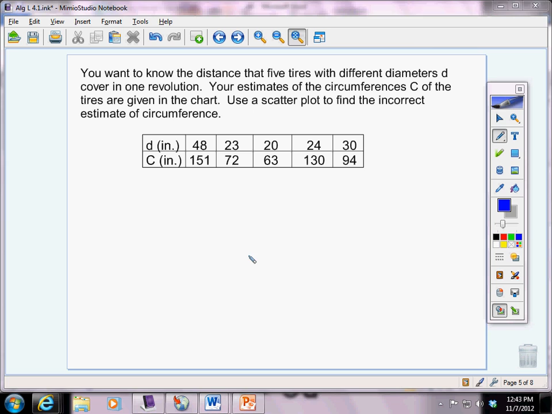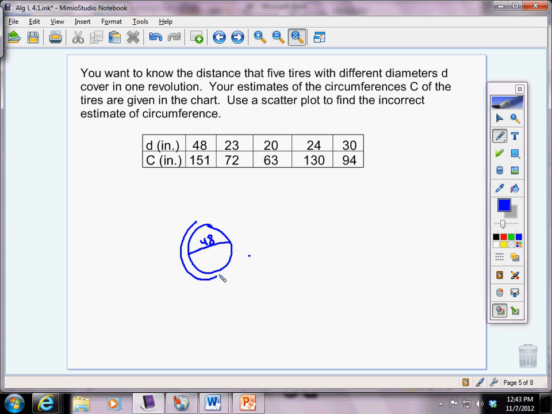So basically what this chart is saying is that if a tire had a diameter of 48, so the distance across this circle is 48, and we're estimating that around it, its circumference would then be 151 inches. If the distance was 23, our circumference, the distance around, was 72. So it's telling us here that there's going to be an incorrect estimate. But by graphing this information, we could see if we had done something wrong.